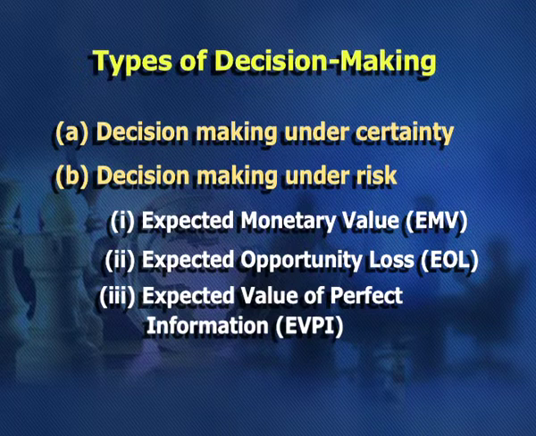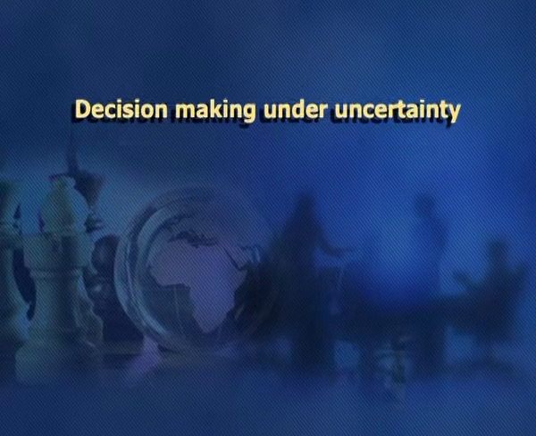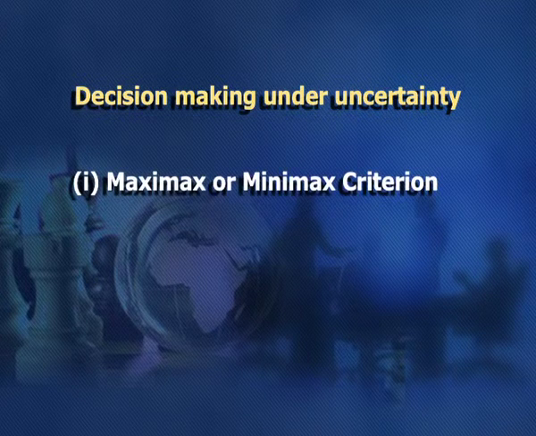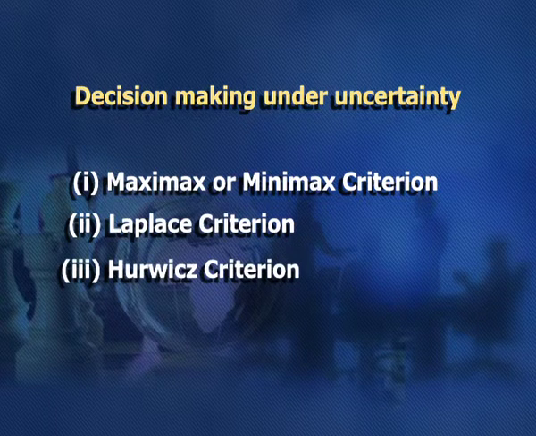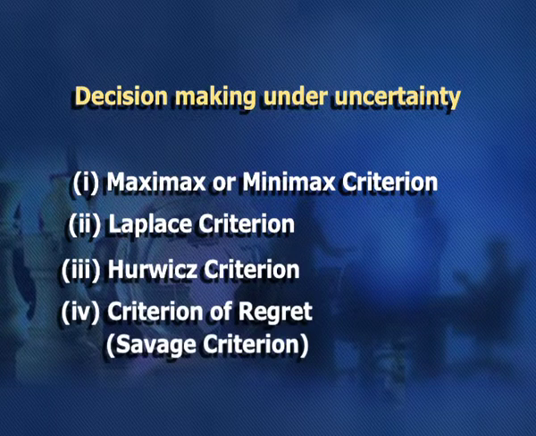And the last, decision making under uncertainty. In this case, the decision maker is unable to specify the probabilities with which the various states of nature will occur. There are 4 different criteria we can use in this: Maximax or Minimax criterion, Laplace criterion, Hurwitz criterion, or criterion of regret, which is also called Savage criterion.